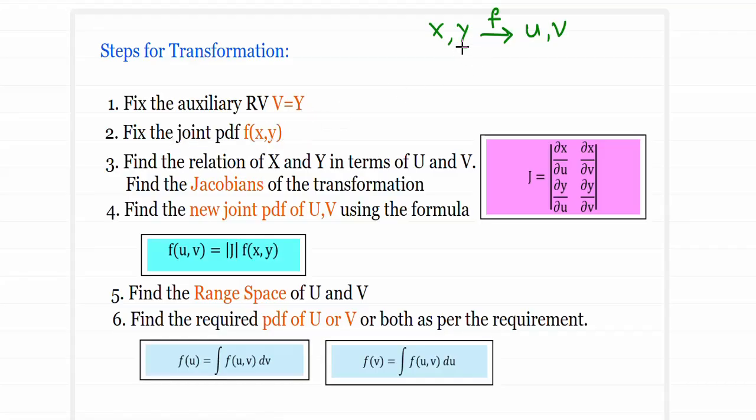Then we need to check whether we have been provided with the joint PDF of the old variables x and y. Only if the joint PDF is available will we be able to find the joint PDF of the new variables, u comma v. So the joint PDF of the old variables x and y, if it is not provided directly to you, has to be fixed now. The third step: I am going to transform the variables x and y to the variables u and v. So I need to know the relation by which x is connected to u comma v and y is connected to u comma v.